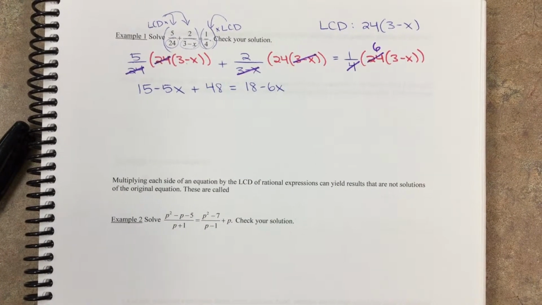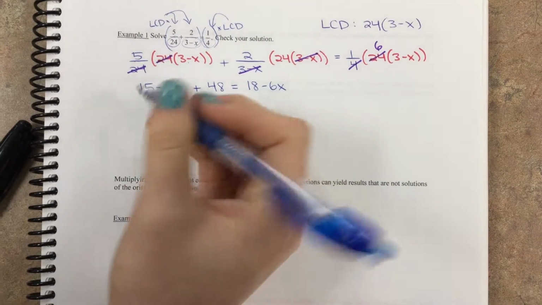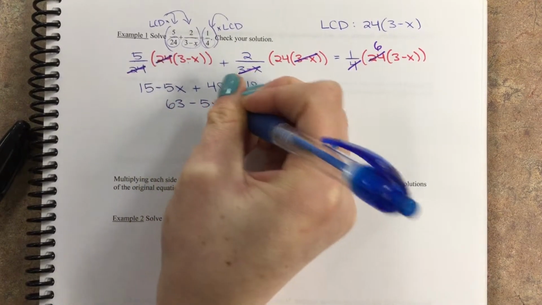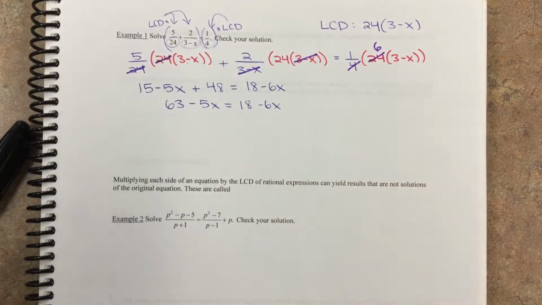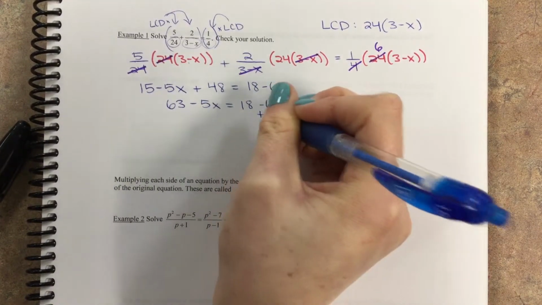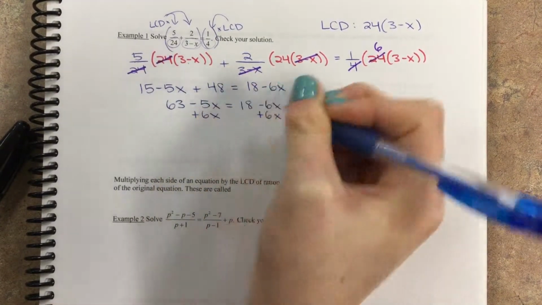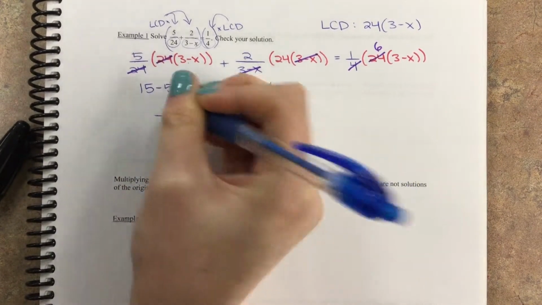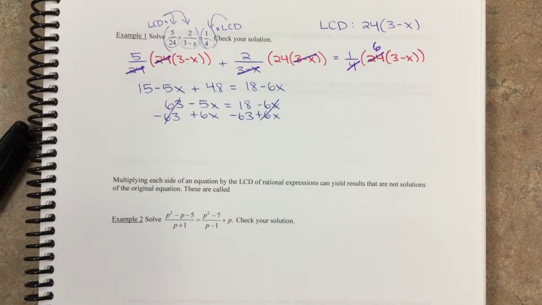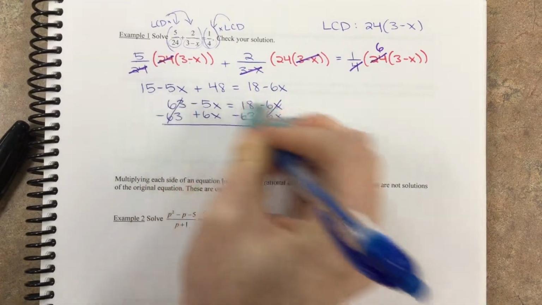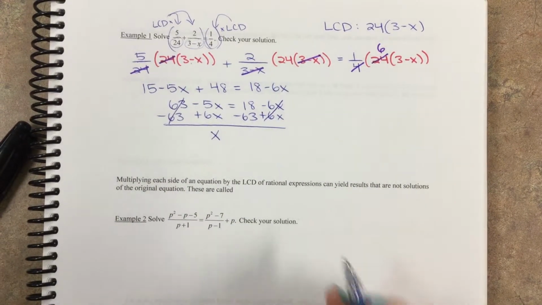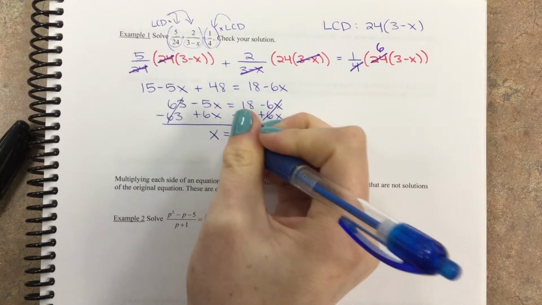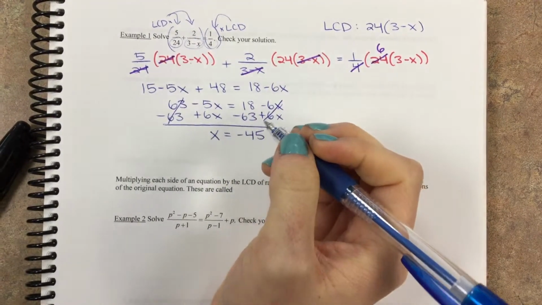So now this just becomes a normal Algebra 1 equation. I'm just going to combine like terms. So I can combine 15 and 48. That gives me 63 minus 5x equals 18 minus 6x. So I am going to add this 6x over to the other side here. So these will cancel. And then I'm going to subtract the 63 from both sides. So these will cancel. All right, so over here, I have a negative 5x and a positive 6x. That actually works out really nicely. That just gives me x. And then on the other side, I have 18 minus 63, and that gives me a negative 45. Okay, so that would be your answer.